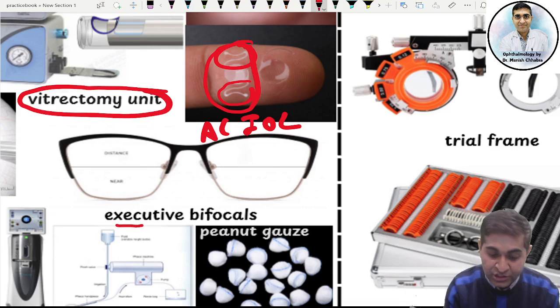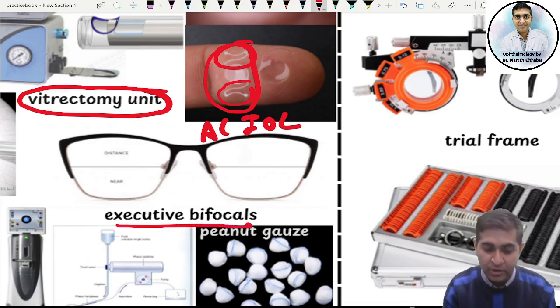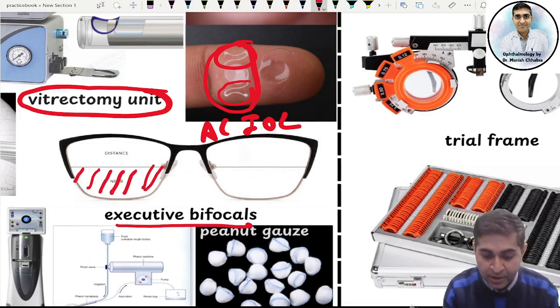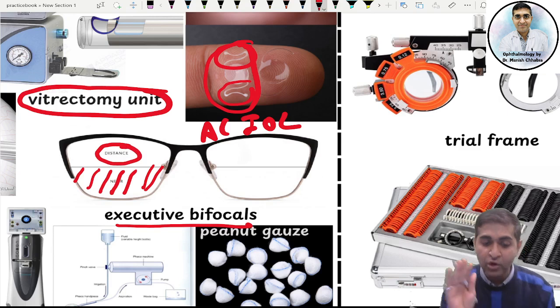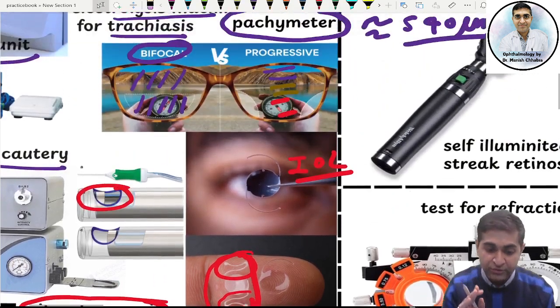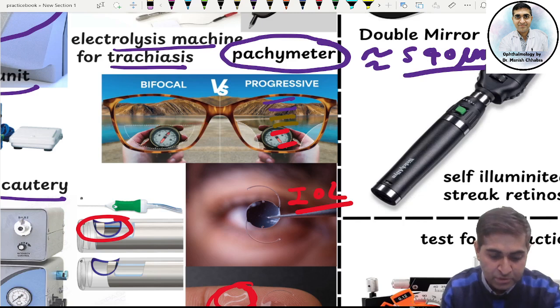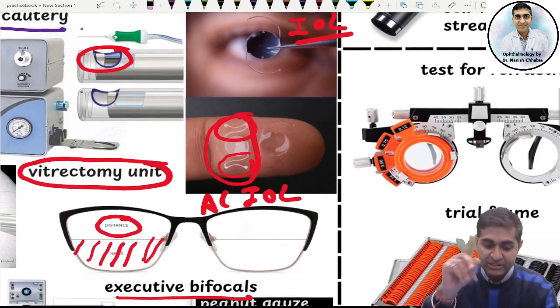Now these are executive bifocals. In executive bifocals, the entire lower half is for near vision and the upper half is for distant vision. You should not confuse it with the ordinary bifocals. In bifocals, not the entire lower half, but only this part is for your near vision. So that is the difference.